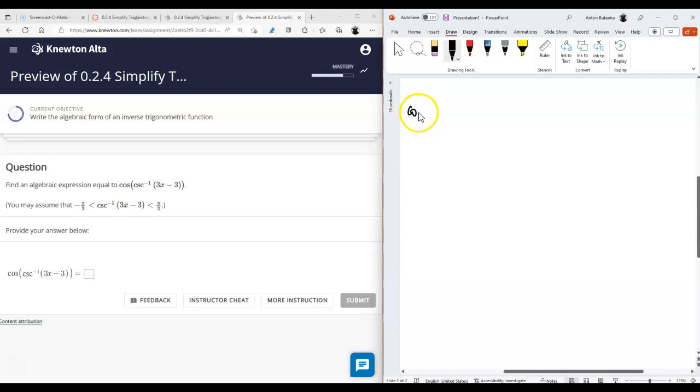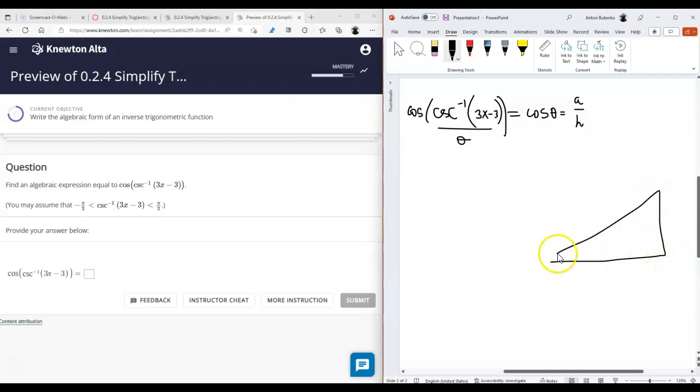So we have cosine of cosecant inverse of 3x minus 3. And again, we're going to call this theta. And we're looking for cosine of theta. And cosine of theta is simply adjacent over hypotenuse in some triangle with angle theta, and the sides labeled accordingly.